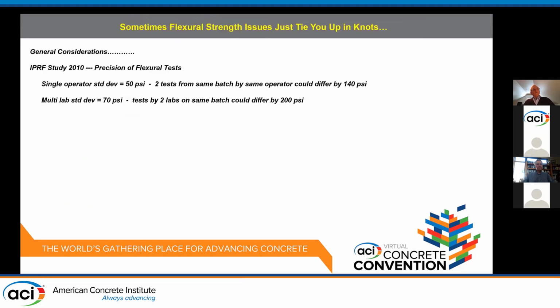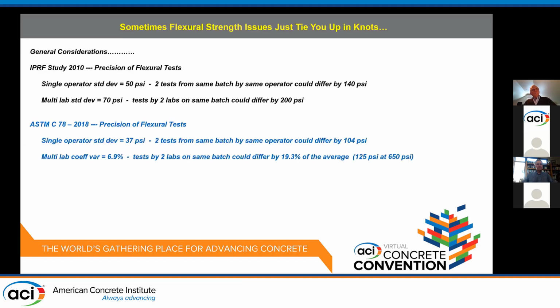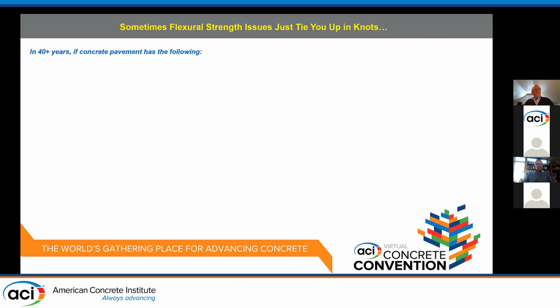Things you need to look at: IPRF did a study they published in 2010 on the precision of the flexural strength test. For a single operator, two tests by the same operator from the same batch of concrete could differ by 140 PSI. Two labs could differ by 200 PSI. ASTM's current precision limits say the single operator is about 104 PSI, and two labs would differ by about 19% or 125 PSI. So there is big variability in these, and the variability of the test is basically in the same range as the contractor's overall variability.